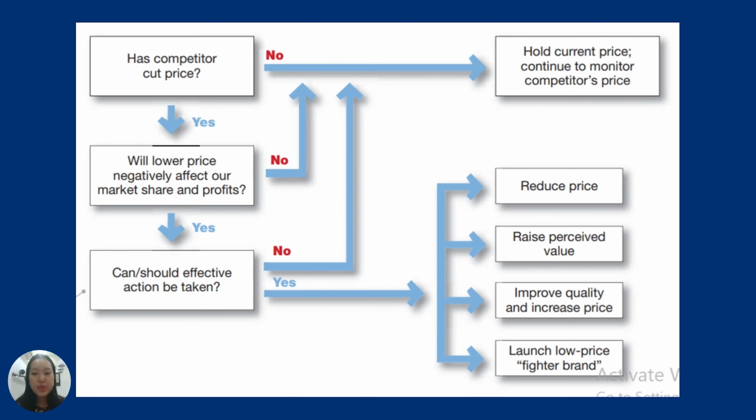Well, we would like to introduce to you a guide to this situation. Looking at the graph, you can see that there are many ways to respond when our competitors make a price change. If a competitor cuts price, and that action makes the company's market share or profit lower, it may take actions such as reducing the price accordingly, raising the perceived value, improving quality and increasing price, or launching a low-price fighter brand. But if a competitor cuts price but doesn't negatively affect the company, it should not follow the strategy. There's no use in cutting the price in this situation.